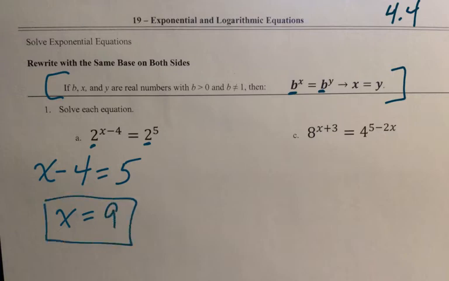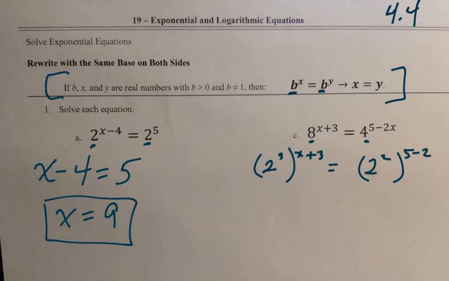On C, B is on the next slide, so we're going to look at C. On C, the bases are not the same, but we can actually rewrite 8 and 4 as powers of 2. So it kind of takes some creative number sense and number logic to figure out how to rewrite these. So 8 is the same thing as 2 to the 3rd, and 4 is the same thing as 2 to the 2nd. And then we're going to put those to the power x plus 3 on this side, and this one was 5 minus 2x.